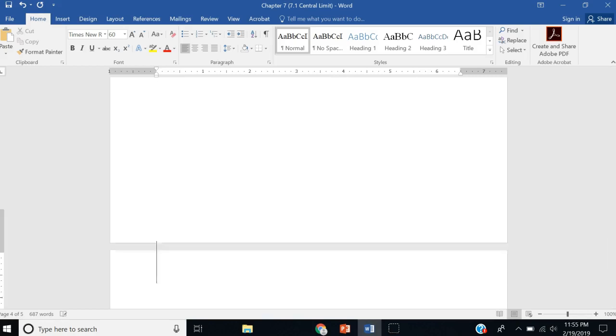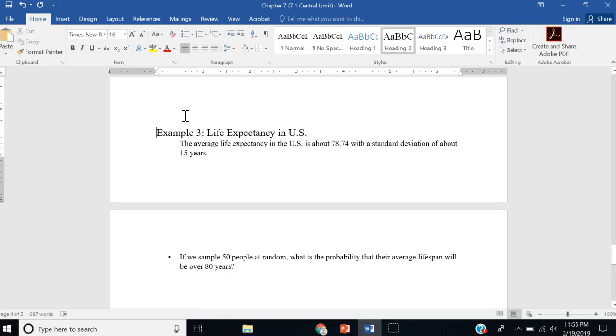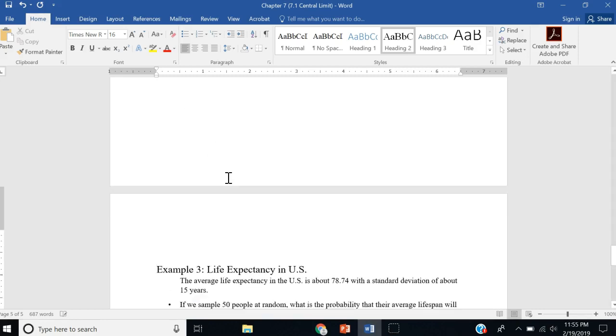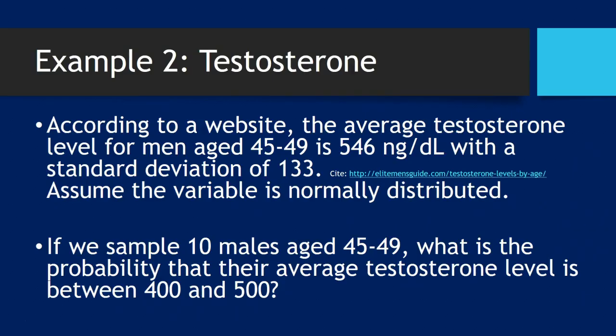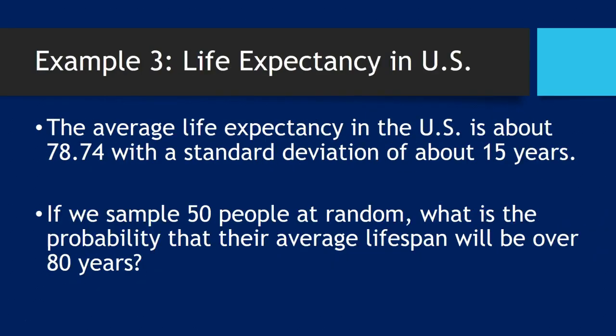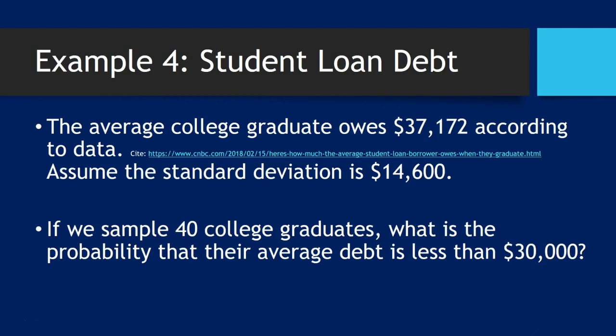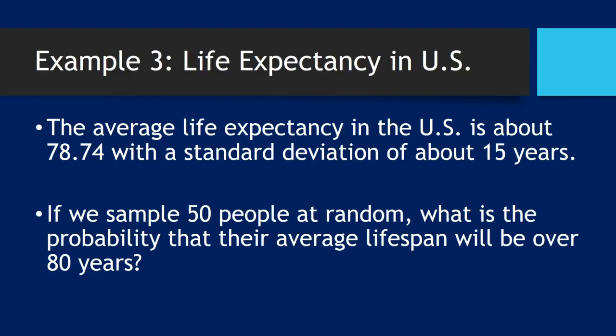Okay, so let's do another example. And we're going to do the life expectancy example. So what I'd like you to do is read this life expectancy example and try to answer a question about the probability that the average lifespan is over 80 years, and do that with both 50 people selected at random and 500 people selected at random. So push pause on the video, read the question, and try to do this on your own.